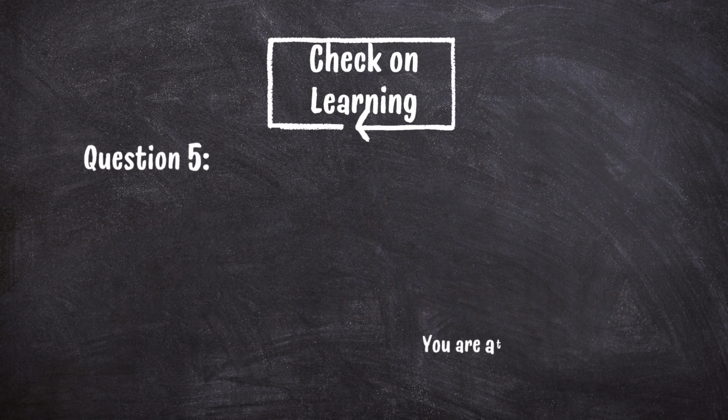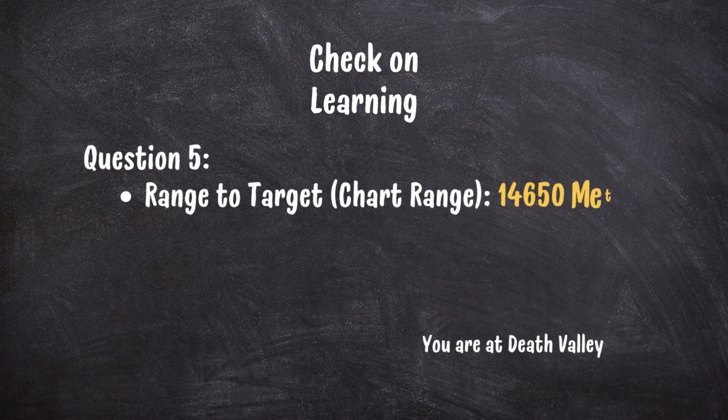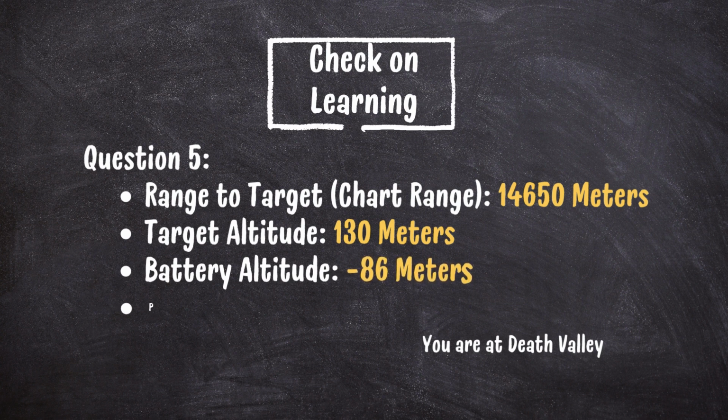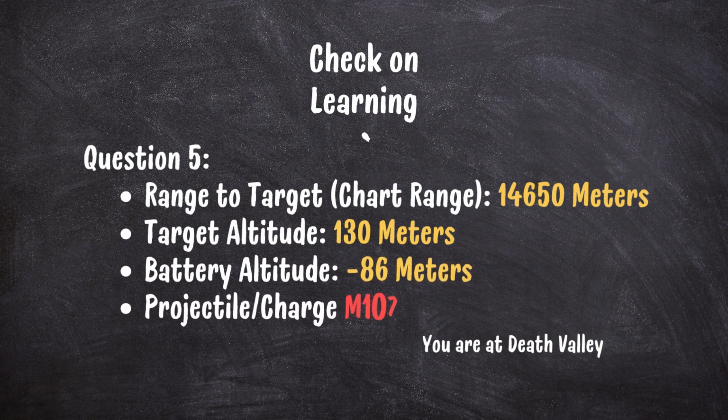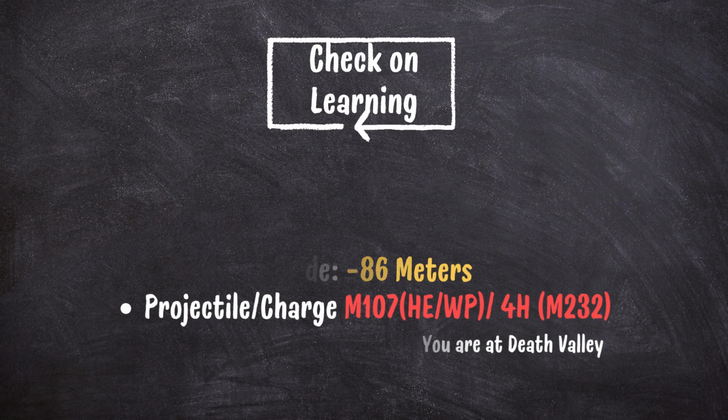Question 5. Range to target. Chart range, 14650 meters. Target altitude, 1,300 meters. Battery altitude, -86 meters. Projectile, charge Mic 107, HE or white phosphorus. 4 Hotel, Mic 232. You are at the lowest point in Death Valley.